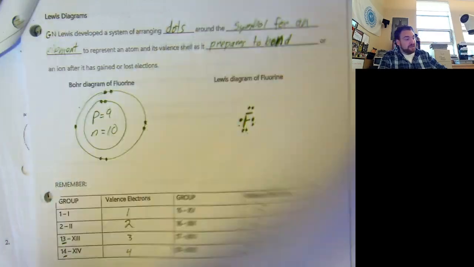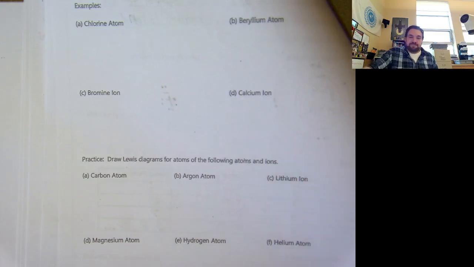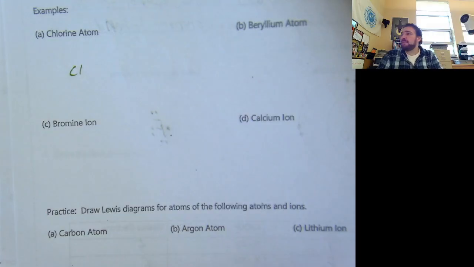So, let's flip the page. Do 4 examples, then I want you to crank out some before we turn this into an exercise in compounds. So examples, the chlorine atom. A chlorine atom is the symbol for chlorine. You would have looked at that last year, it is Cl. Hopefully you remember that.